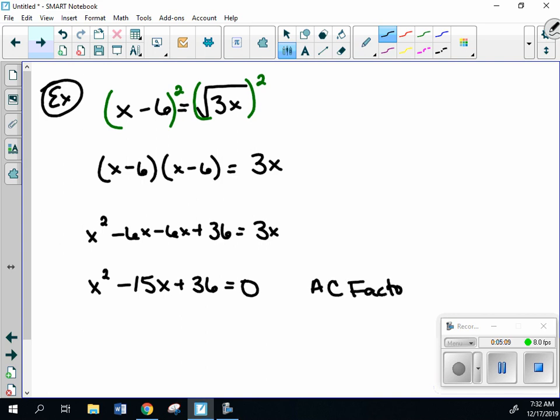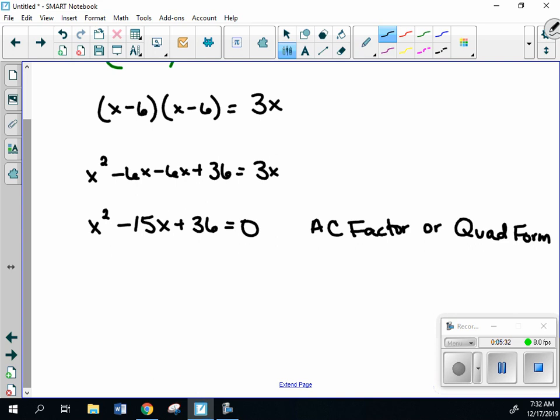So you're going to have to AC factor or use the quadratic formula. So solving the equation, like I said, could involve a little bit more challenging steps. It just depends on how your equation starts. So if I'm going to factor, this is not that big of a deal.